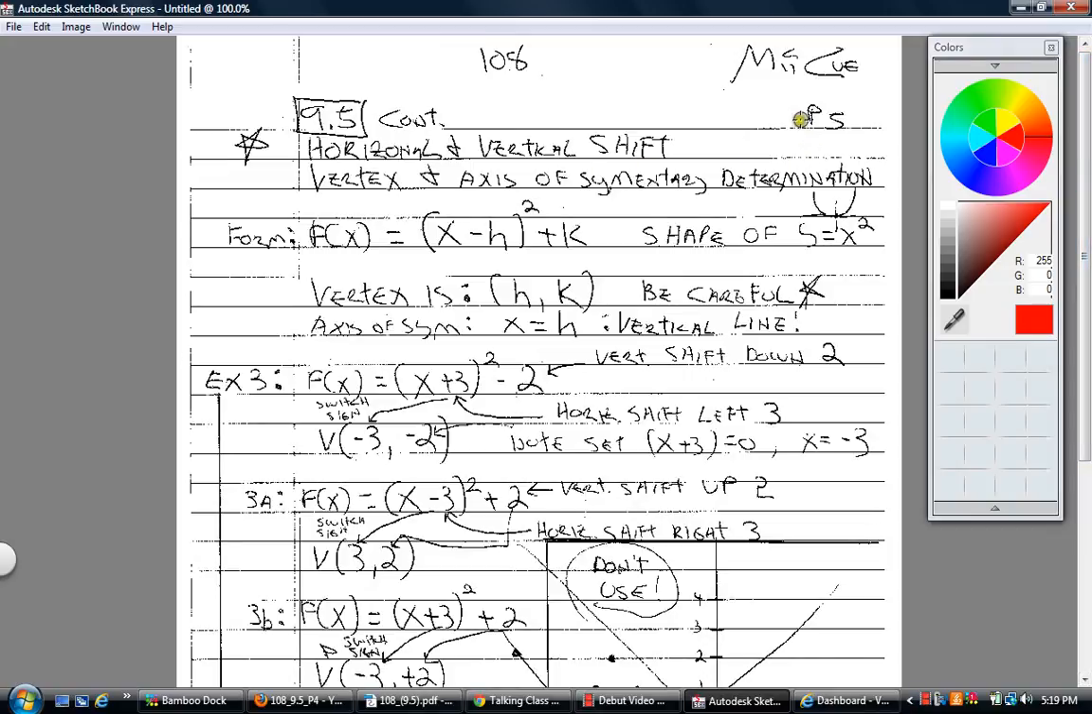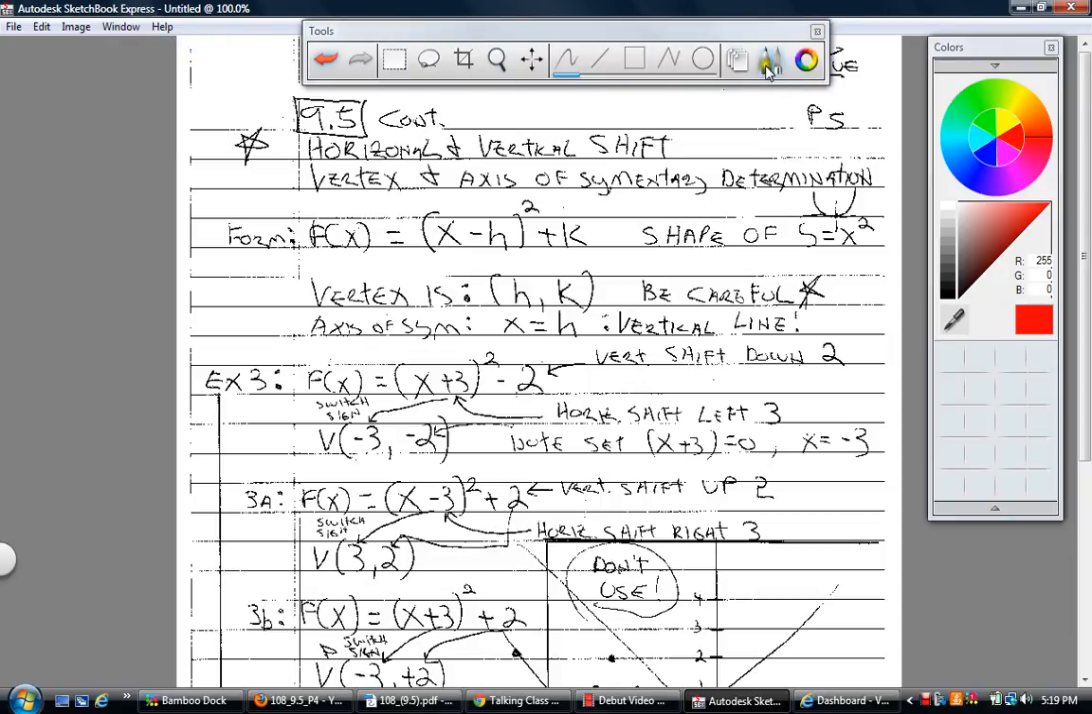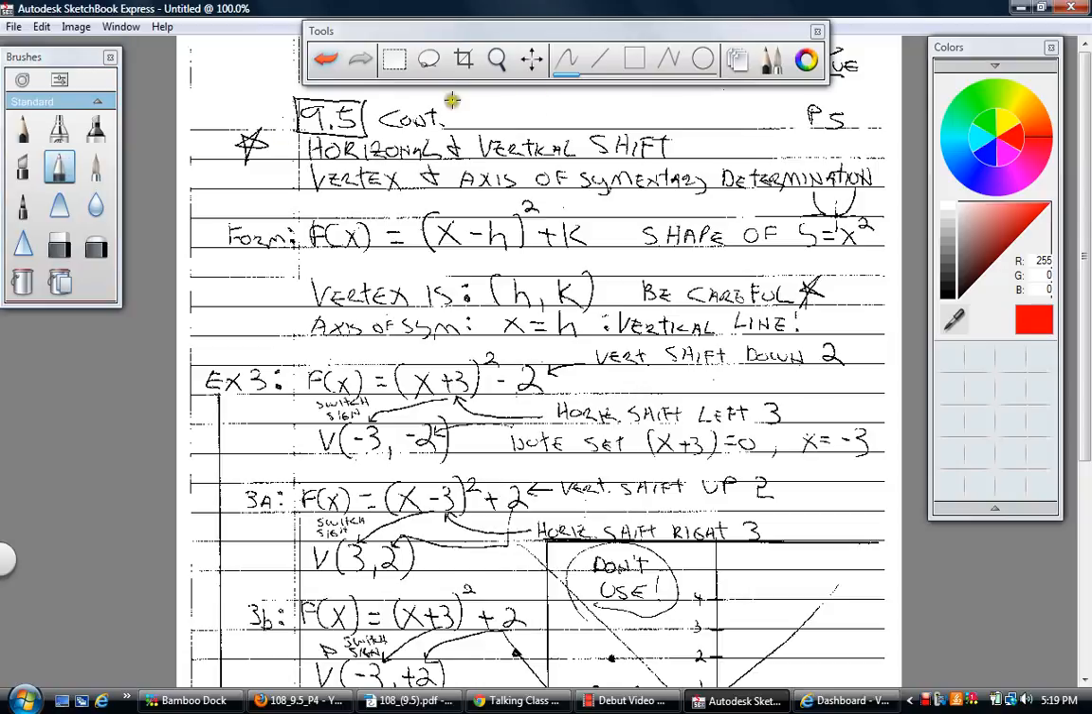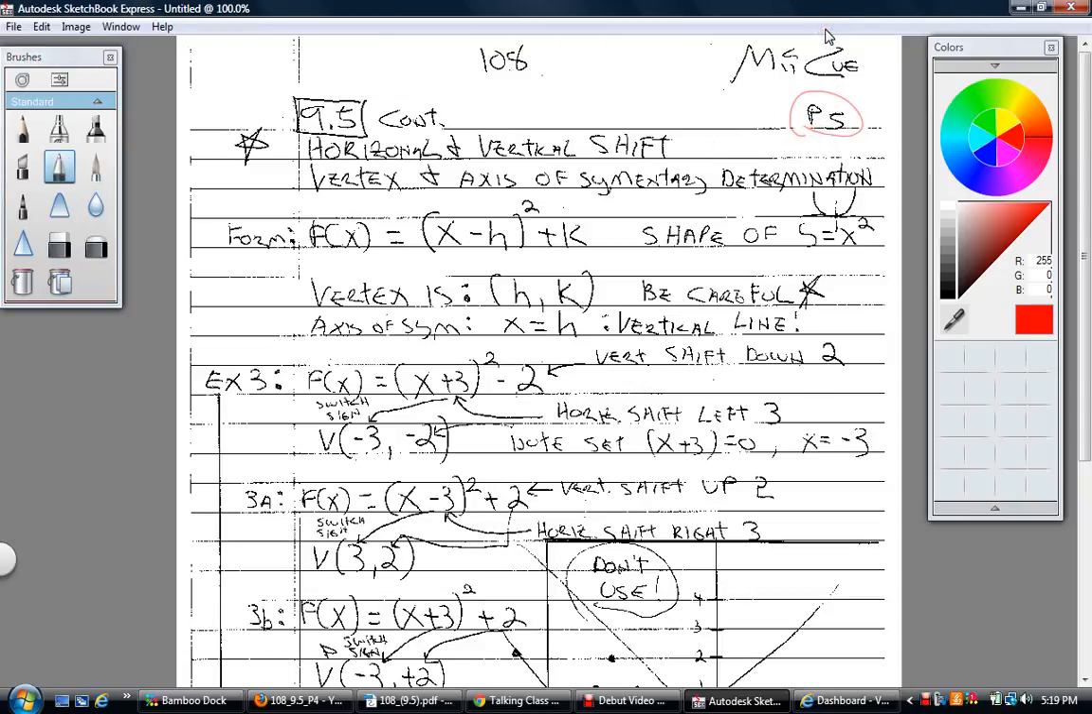Going to tackle page 5. Okay, section 9.5. Now we're ready to go.